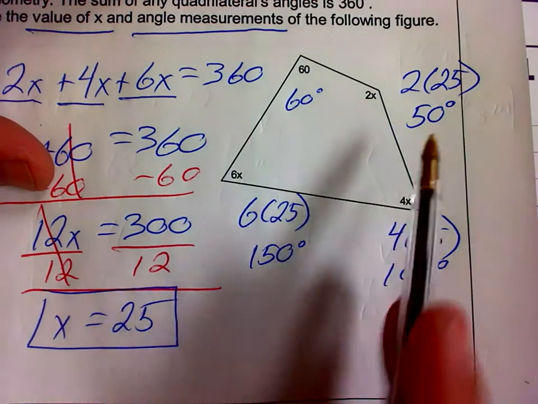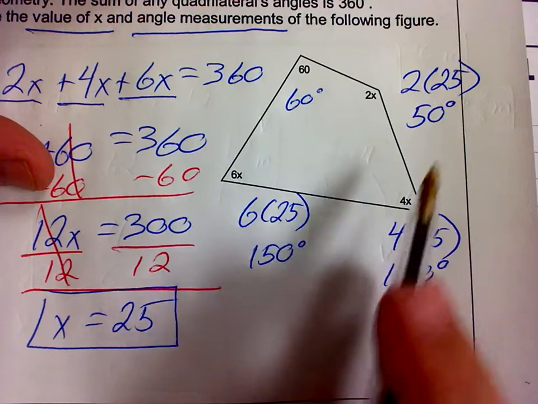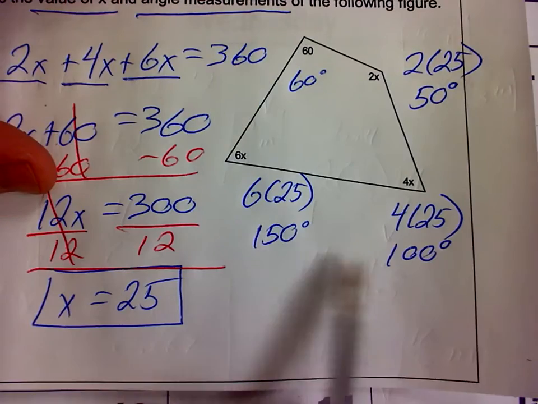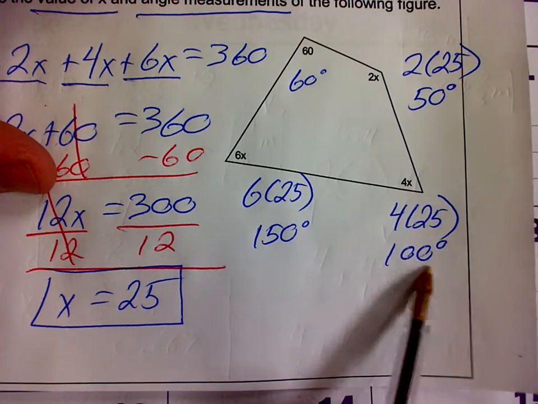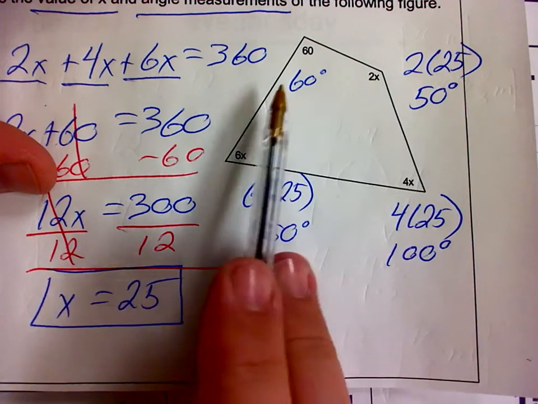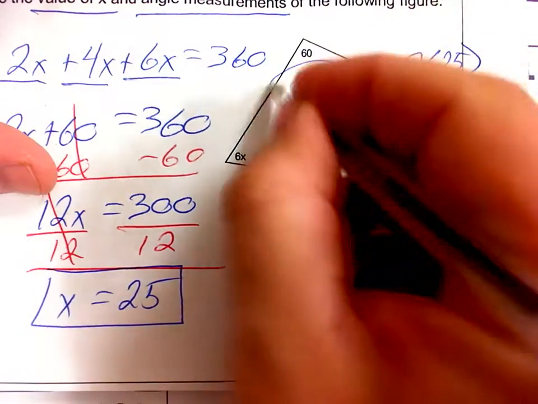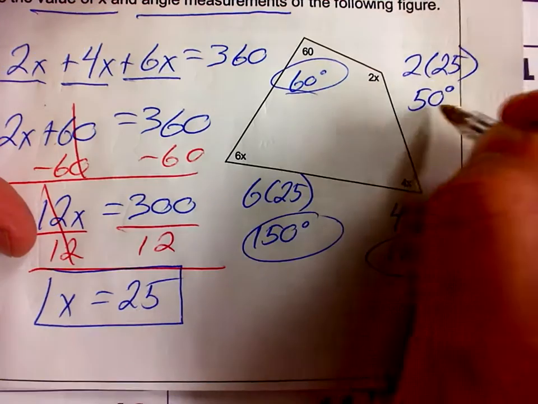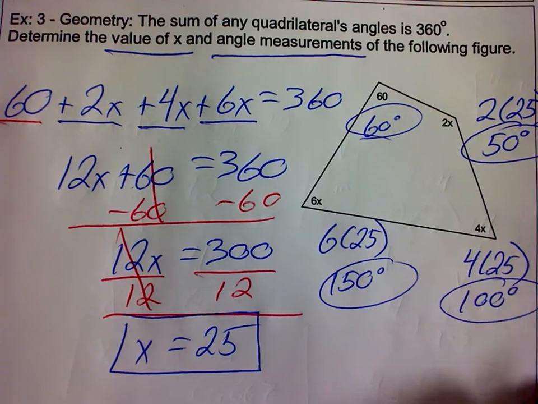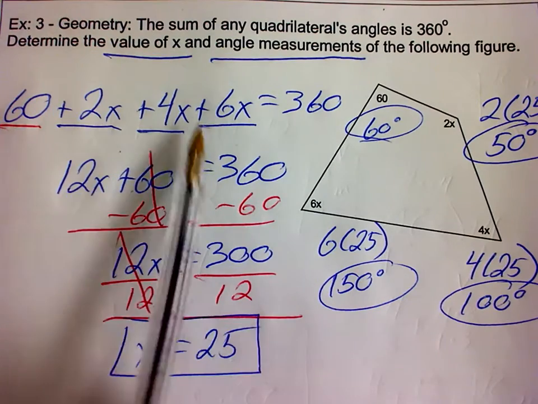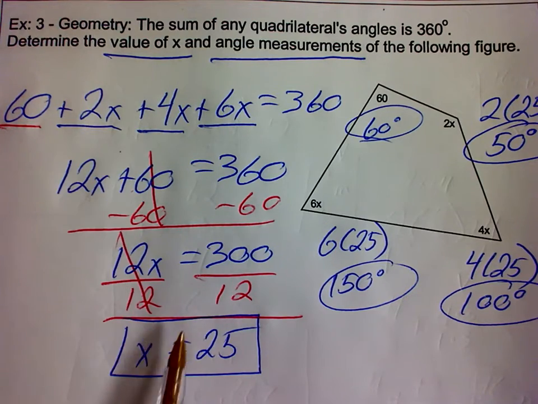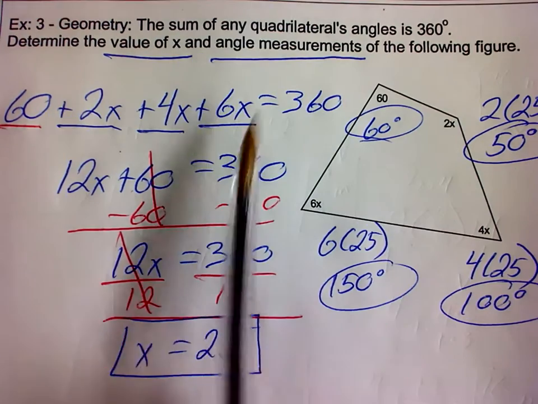Now, before we circle these as final answers, one way we can check is all four of these angles, once again, have to add up to be 360. So if I add them real quick, 150 plus 100, 250. 250 plus 50, 300. 300 plus 60 is indeed 360. So those are going to be the four angles for this given problem. Once again, a nice way to always check to make sure we're done: Did I answer all the things that they were looking for in the question? The value of x is 25, and all the angle measurements.